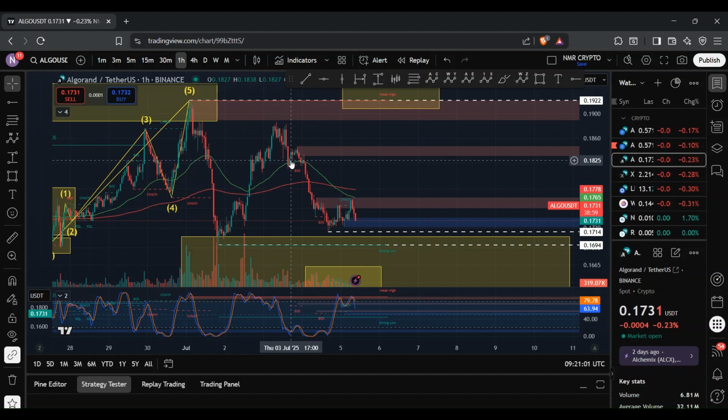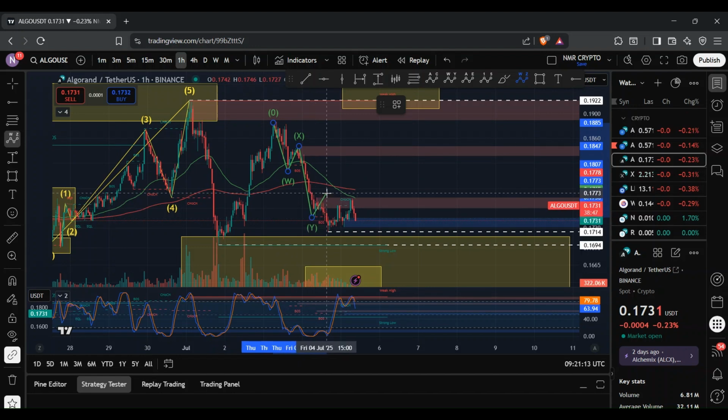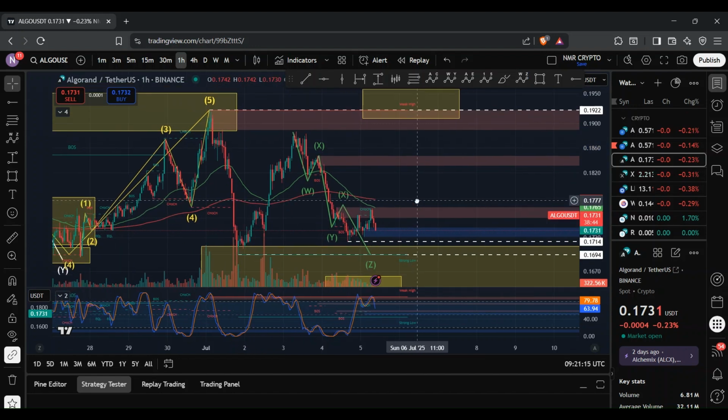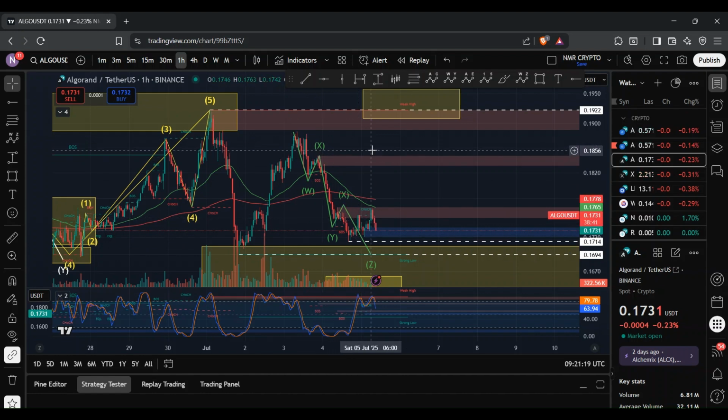So what we could have forming right now is a WXYXZ structure, where this would be the W wave, this would be the X wave, this could be the Y wave, an X wave, and a Z wave to the downside. And that Z wave would typically retrace anywhere between 1 to 1.226 of the W wave.